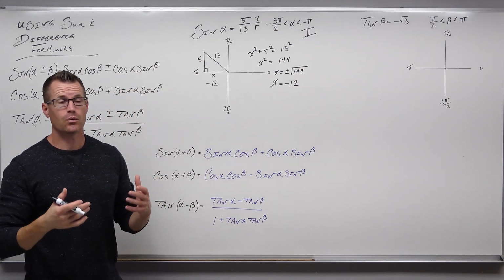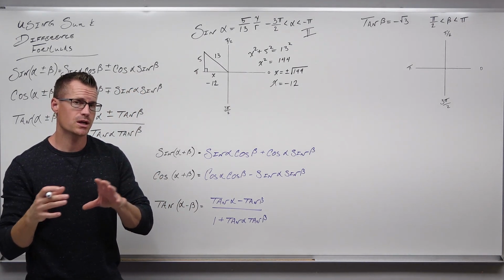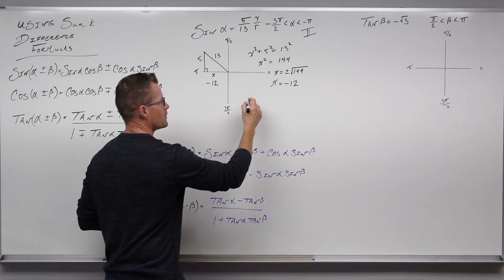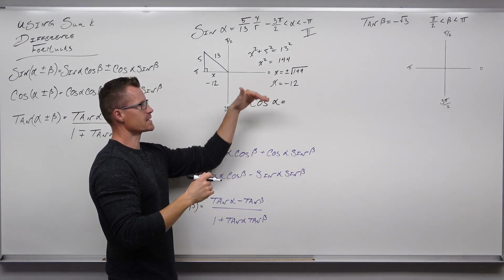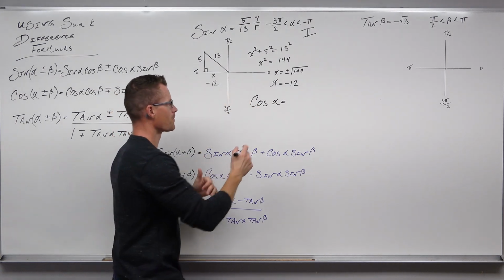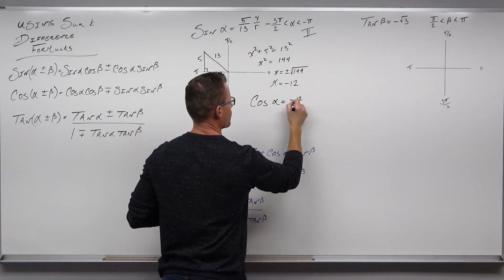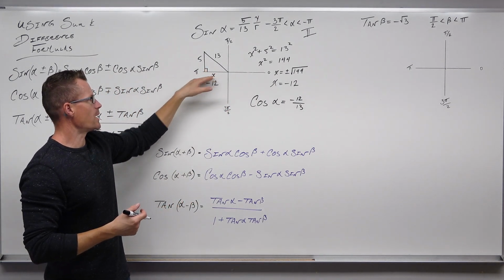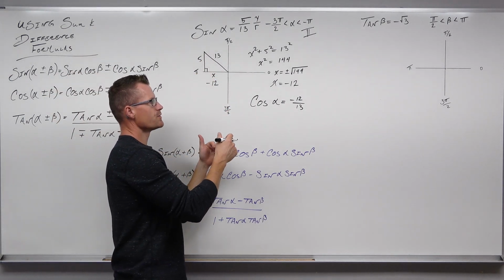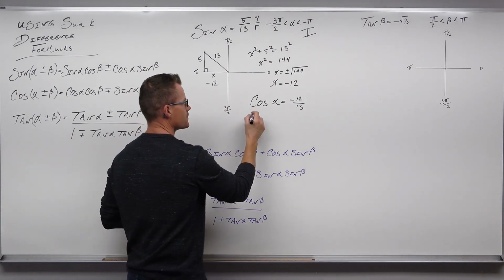Now that we have that, we can really easily find cosine of alpha and tangent of alpha. So cosine alpha takes x over r, which, since we have our triangle drawn, that's really nice. So x over r, we got that. Tangent of alpha takes y over x.